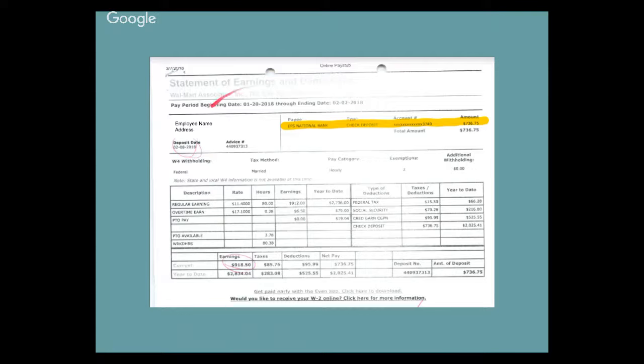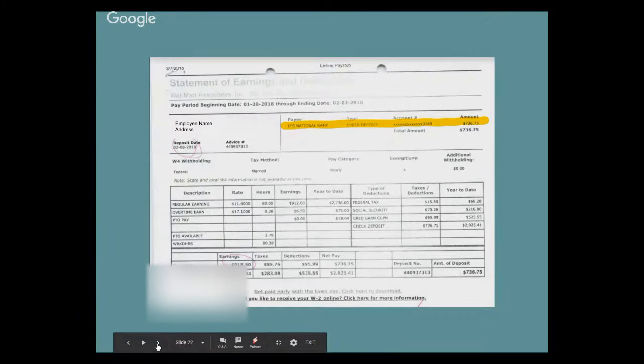So we really want to be able to take a look at a pay stub and get all the information that we need, how much they made, how many hours they worked, how often they're paid, when they're paid, and what the deductions and things are.